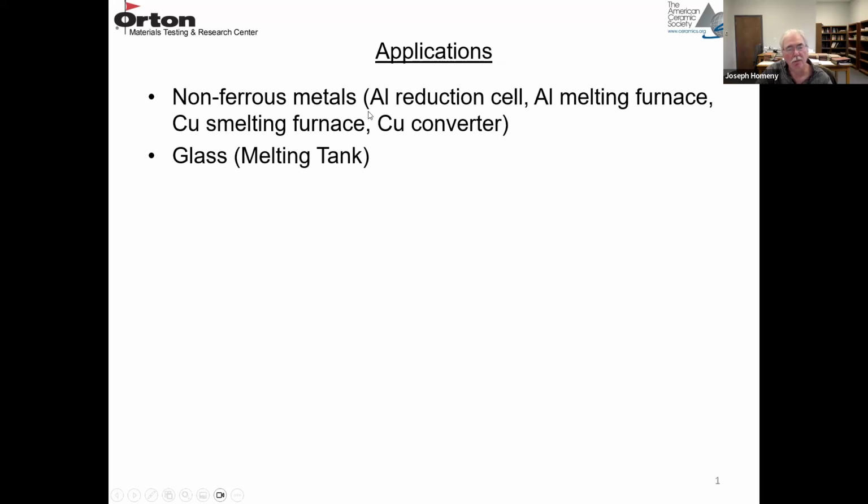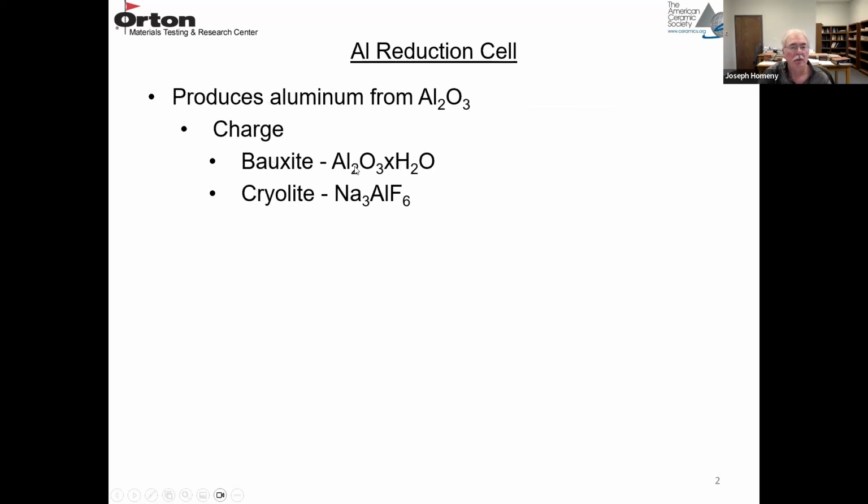So for non-ferrous metals, I put in an aluminum reduction cell and an aluminum melting furnace, and then a copper smelting furnace and a copper converter. And then for glass, obviously it's a glass melting tank. So the reduction cell produces aluminum metal from alumina or aluminum oxide.